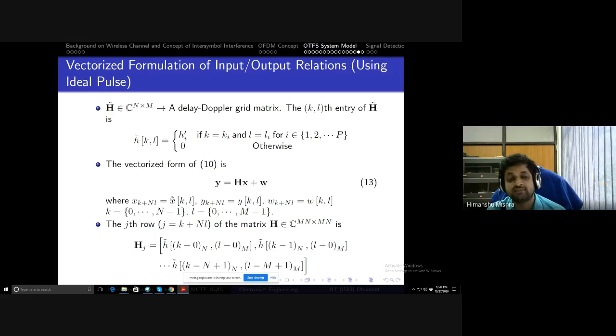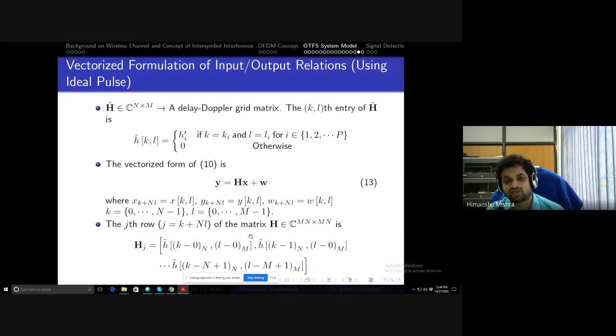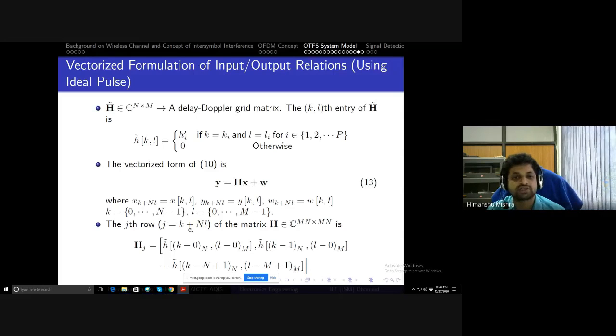So obviously there are MN symbols that you can represent in vector form. H is nothing but the channel in the delay Doppler domain. Its size is MN cross MN. How you can get the channel, I have written over it. I'm not going into the mathematical details, so you can see the slides also. I can suggest some papers, you can study that.